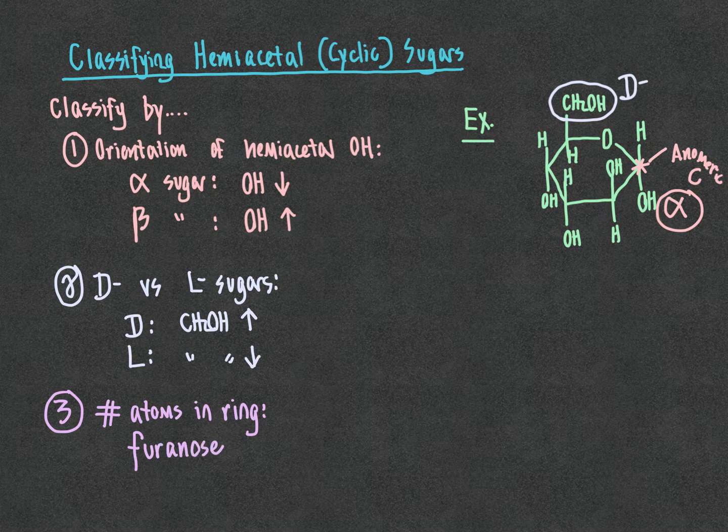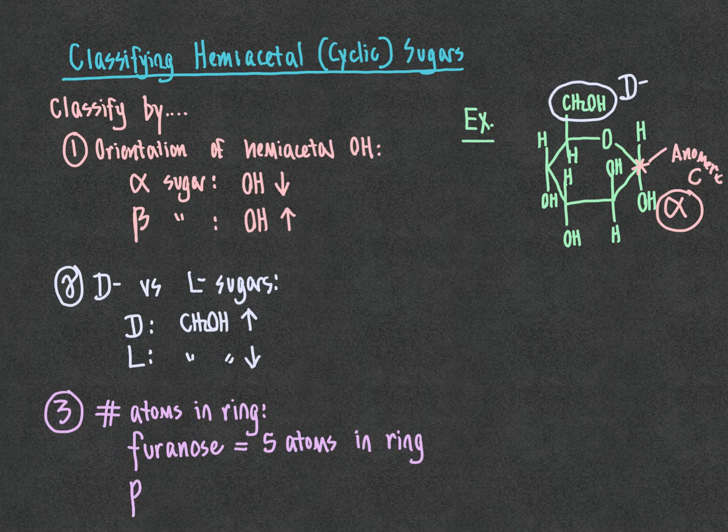So furanose refers to 5 atoms in the ring. That includes the oxygen atom. The way that I remember this is by thinking of the F in furan refers to 5. 5 starts with a letter F. Furanose starts with the letter F as well.